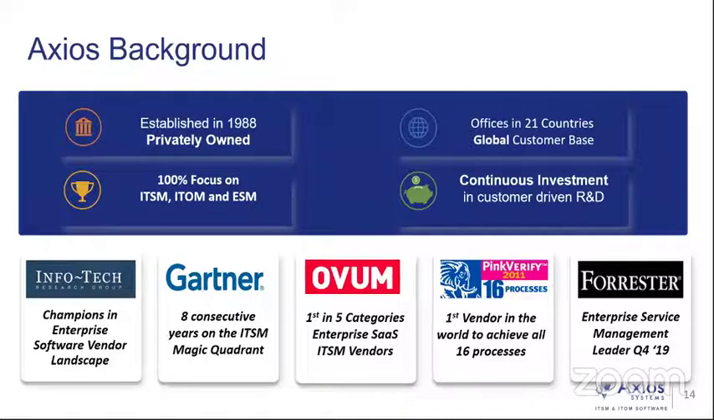And as you can see, we are also very highly regarded by the analyst industry. Axios Systems has been on the Gartner MQ for over 20 years. And we were the first vendor to achieve PinkVERIFY for all ITIL 16 processes, and the first vendor to achieve BS 15000 certification, which has now become ISO 20000. Our mission is very clear. Create software that people love to use, which in turn allows our customers to deliver the most efficient and most effective services possible.